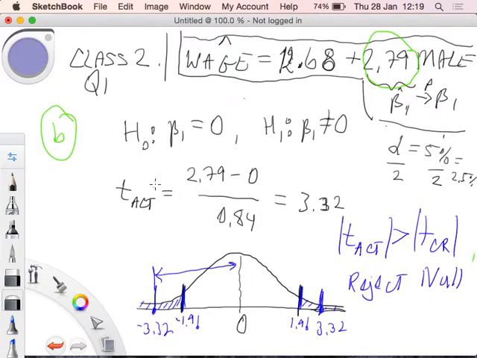Next, it also asks us for p-value. What is p-value, by the way, guys? Anyone? It's basically area under this curve marked in orange, apparently, sorry. So we need to sum these two areas under the curve. This will be our p-value now.